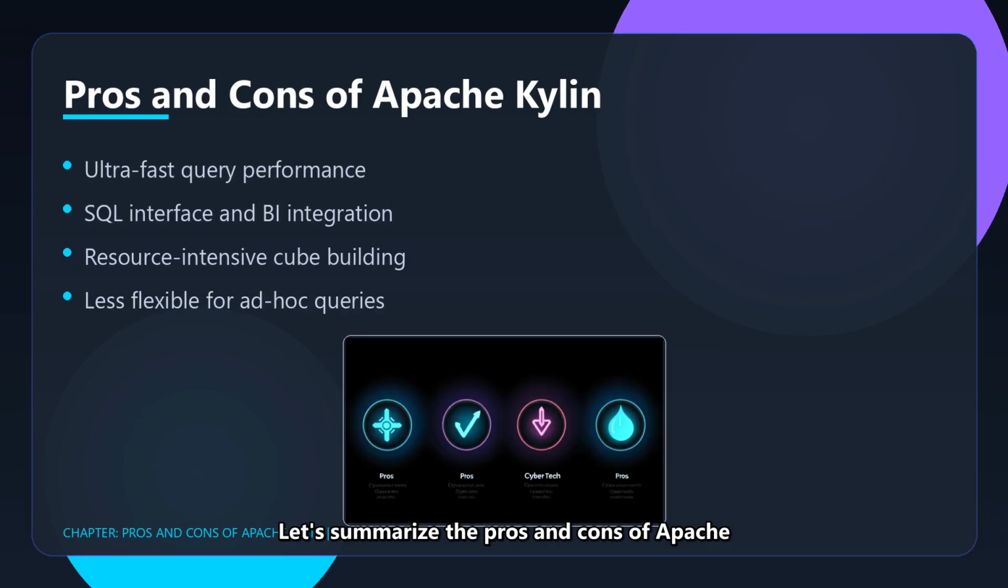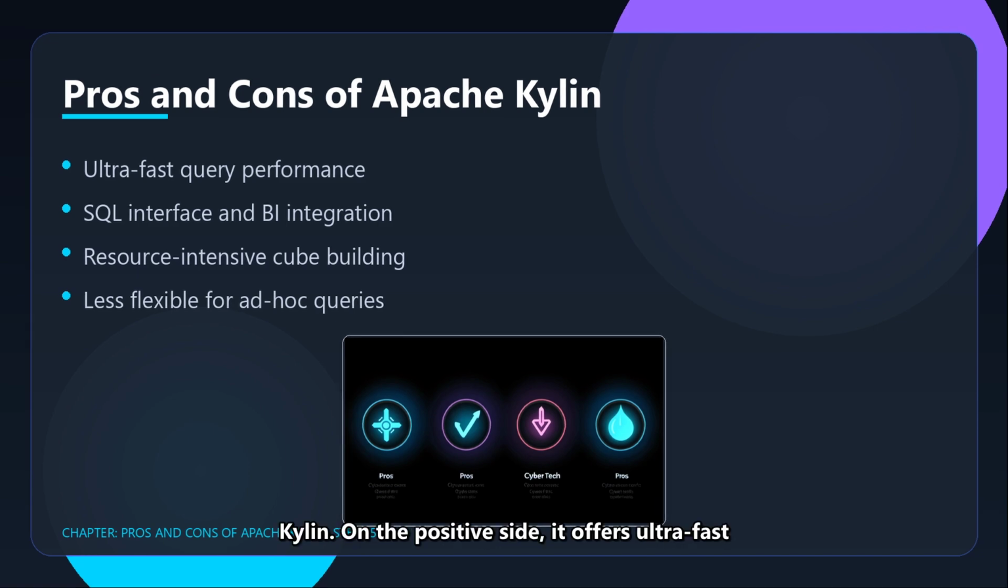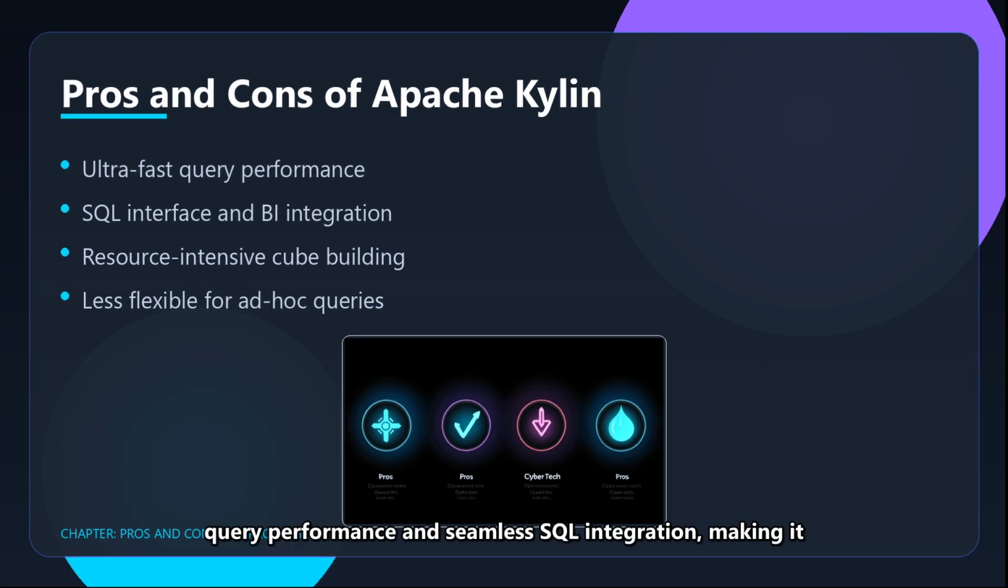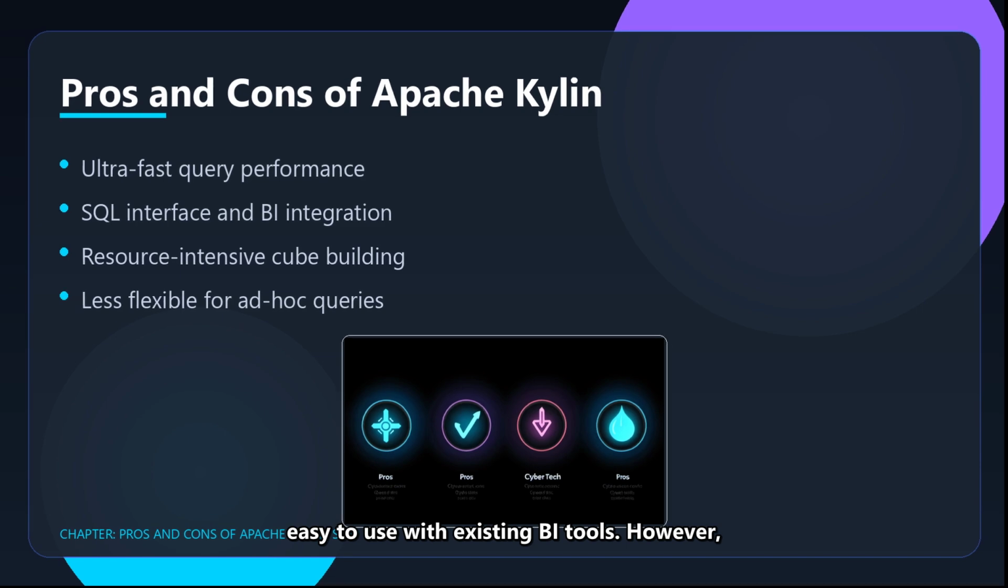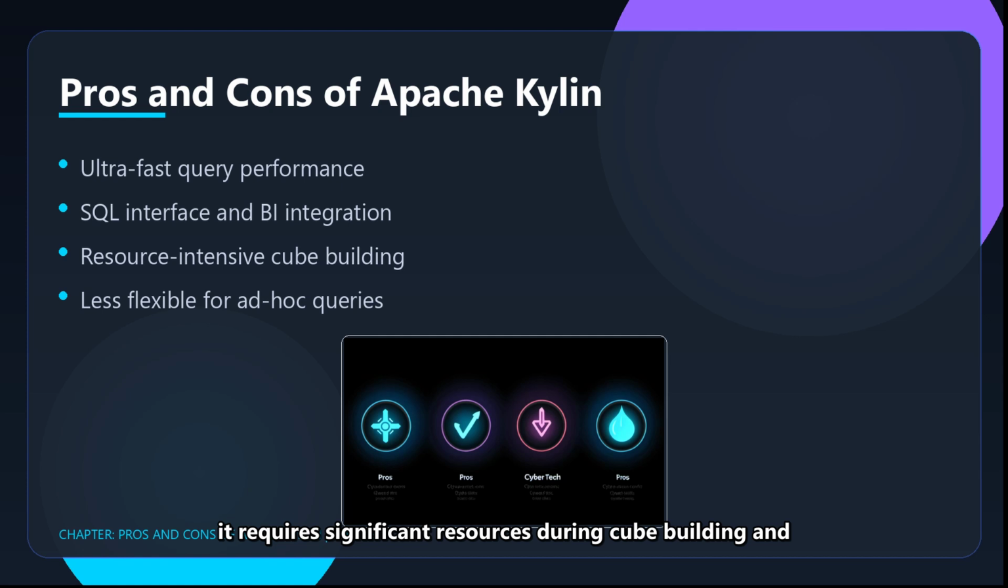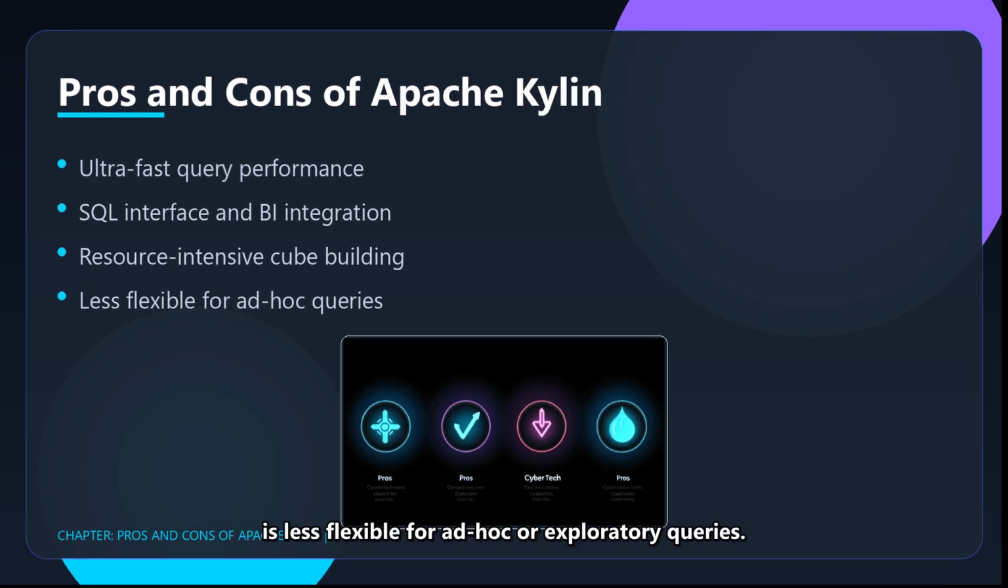Let's summarize the pros and cons of Apache Kylin. On the positive side, it offers ultra-fast query performance and seamless SQL integration, making it easy to use with existing BI tools. However, it requires significant resources during cube building and is less flexible for ad hoc or exploratory queries.